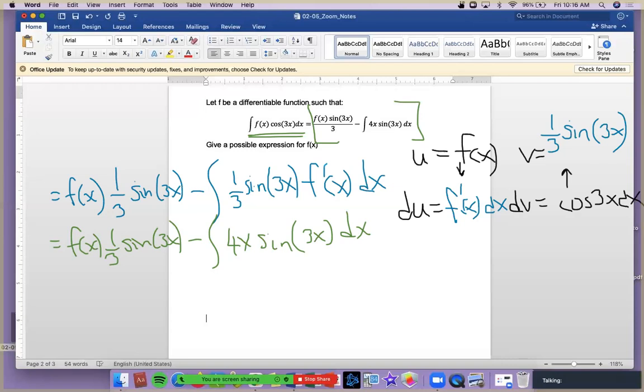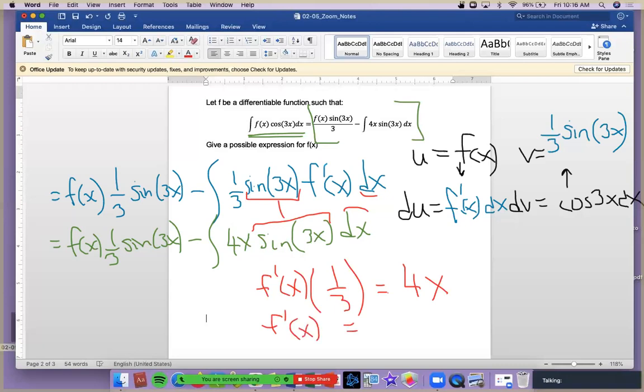And your strategy is just start matching things up. Well, first of all, notice we got this sine of 3x here, matches up with that sine of 3x there, right? And this dx matches up with that dx. So in order to transfer from the blue line to the green line, what we've got to have is somehow f prime of x times 1/3 has to somehow find its way into becoming 4x.